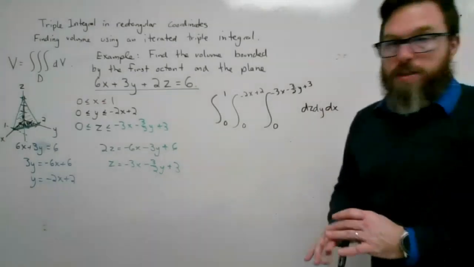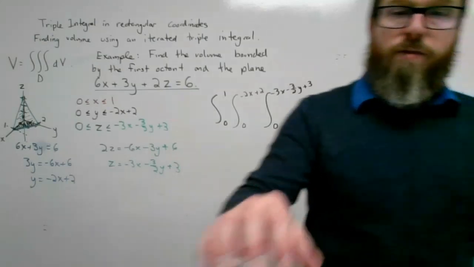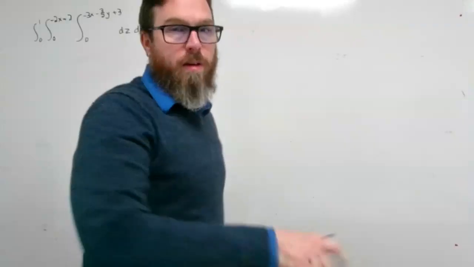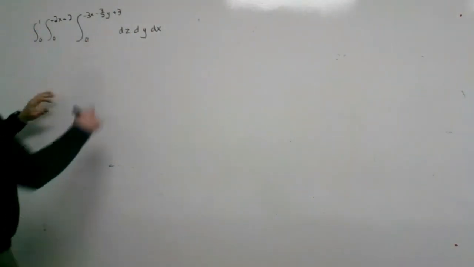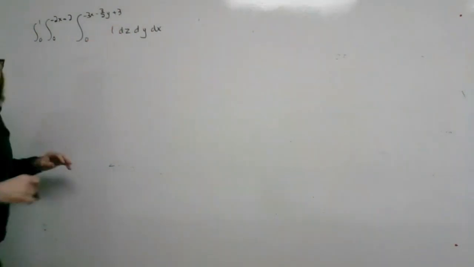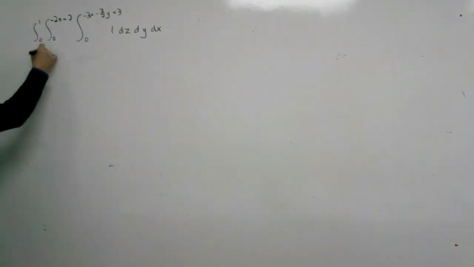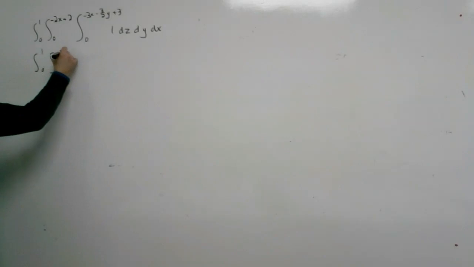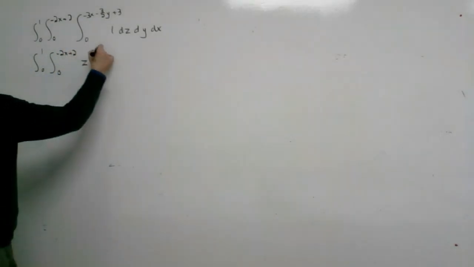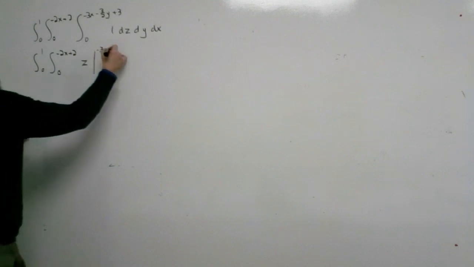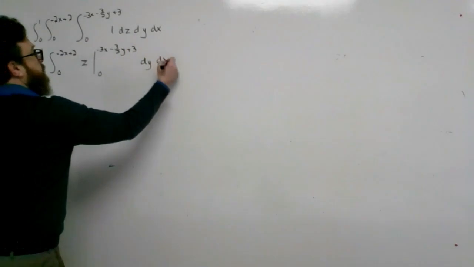So I'm going to pause it, write that up at the top, and then we're going to take the antiderivative of this. All right, so we're going to integrate this. First we have to integrate with respect to z, and since that function is 1, the integral with respect to z is just going to be z. So the integral from 0 to 1, integral from 0 to minus 2x plus 2 of z evaluated from bottom to top, so minus 3x minus 3 halves y plus 3, dy dx.